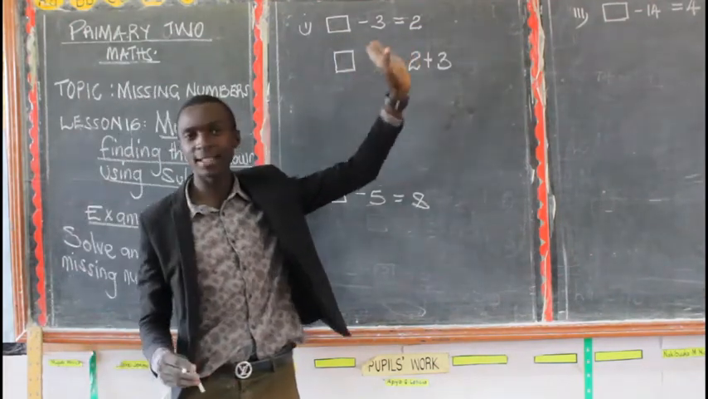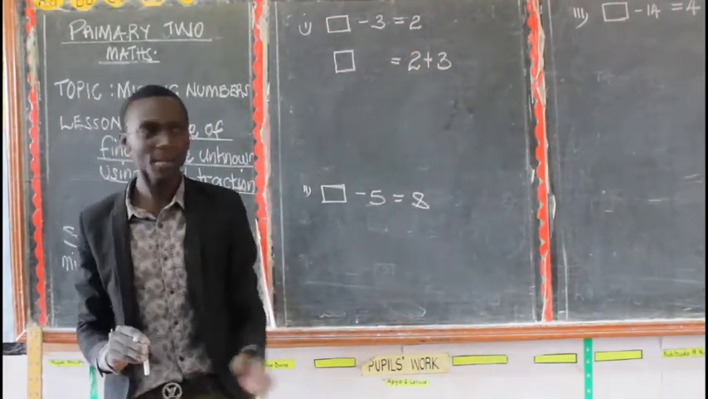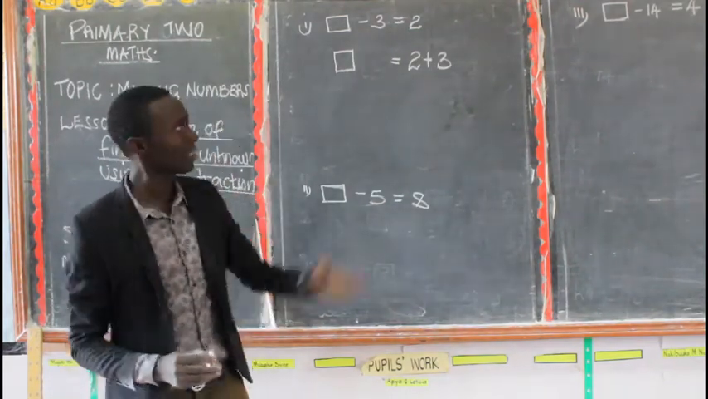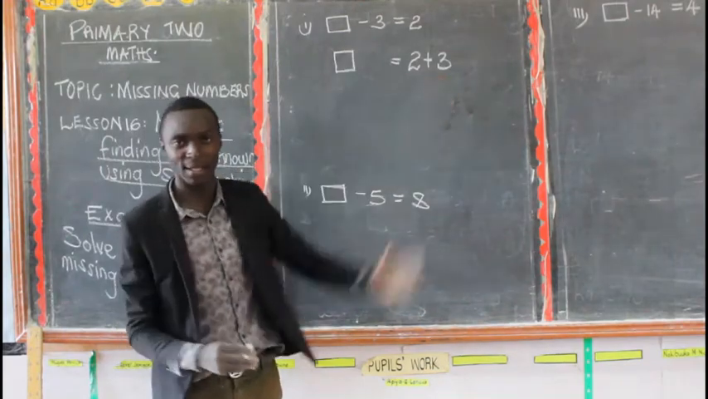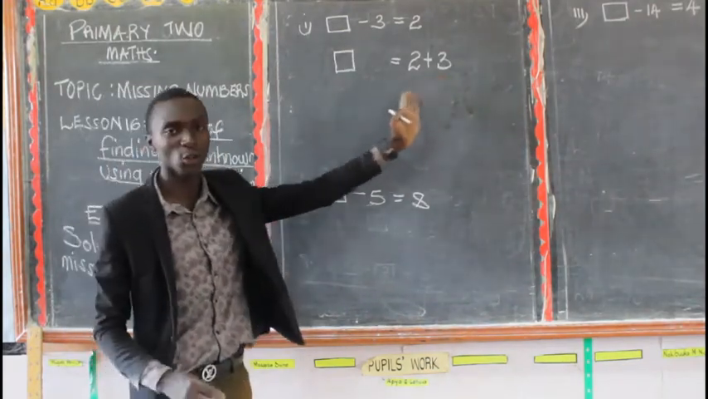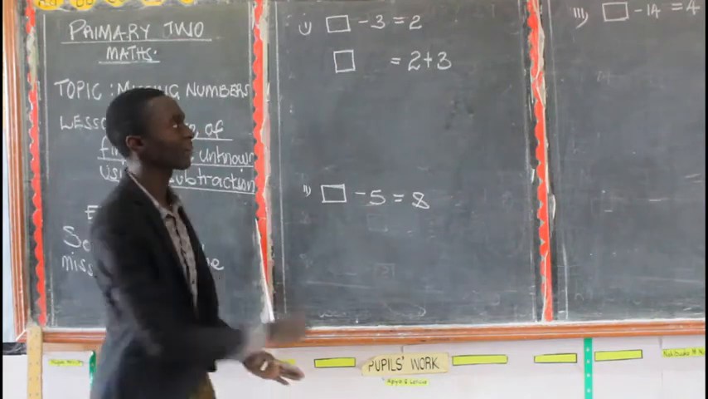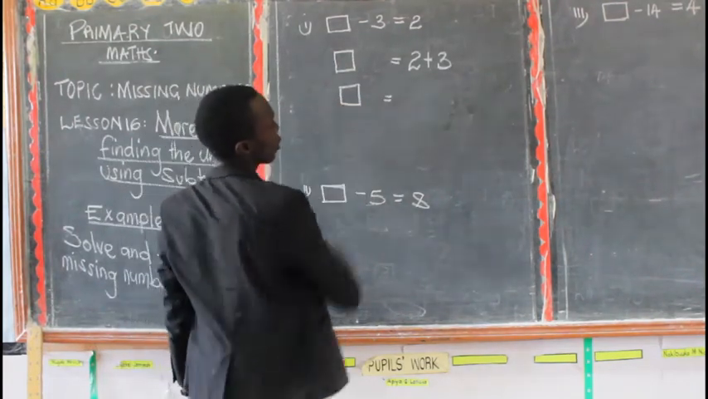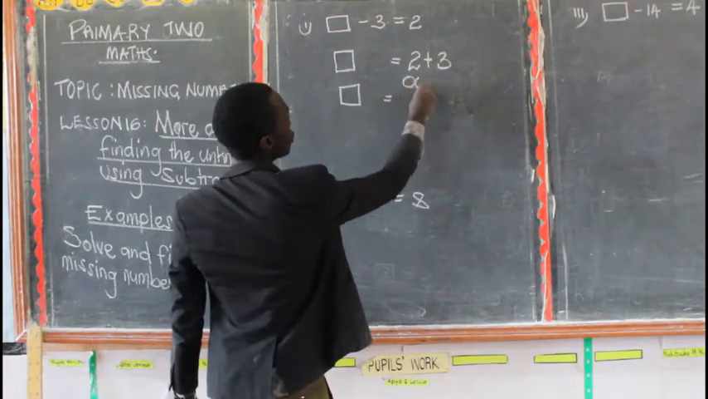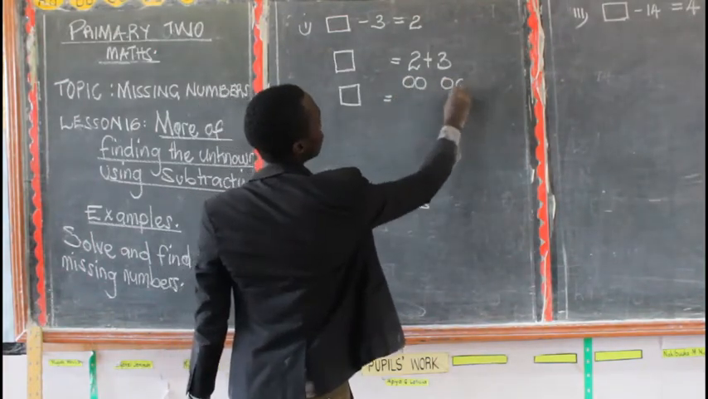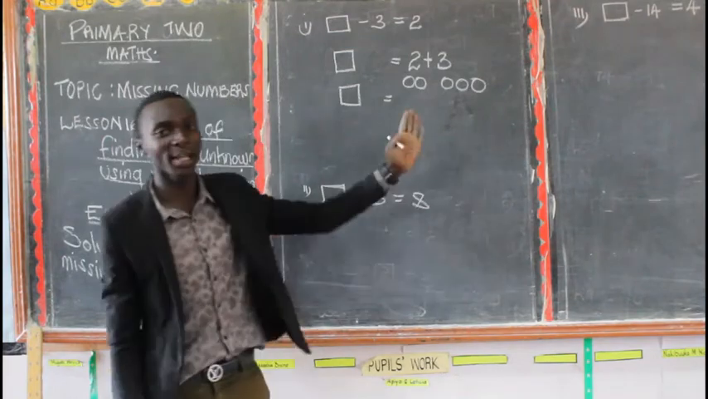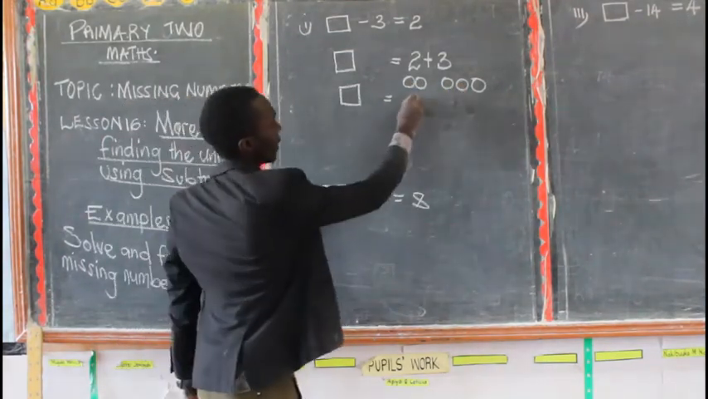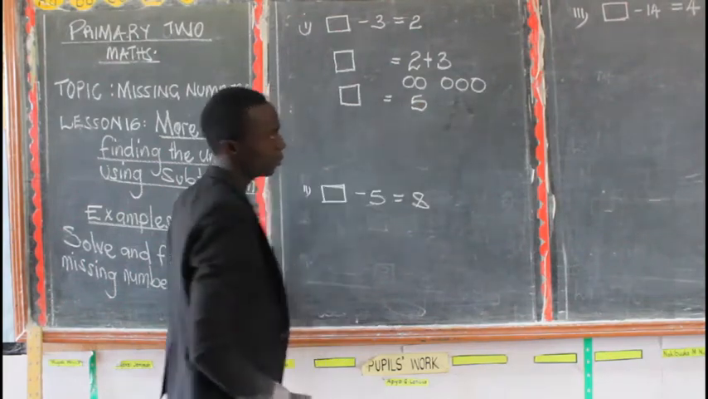By speaking out that statement, you can clearly get the answer. But this is our method of getting the answer in the box. Since here we are subtracting, we add on this side. So our box is equal to 2 plus 3. Therefore, our box is equal to how many? 1, 2, 3, 4, 5. You get 5. So your box is equal to 5.